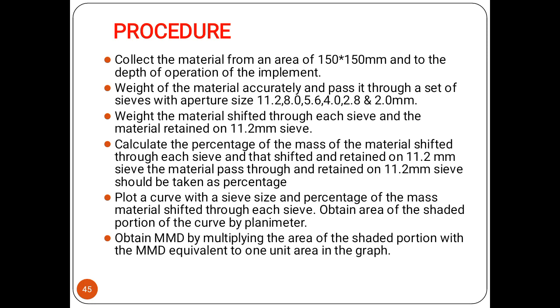Then weigh the material accurately and pass it through a set of sieves with different aperture sizes. Then weigh the material sifted through each sieve and the material retained on the 11.2 millimeter sieve. Then calculate the percentage of mass of the material sifted through each sieve and that retained on the 11.2 millimeter sieve. Then plot the curve of sieve size against the percentage of mass of material sifted through each sieve.